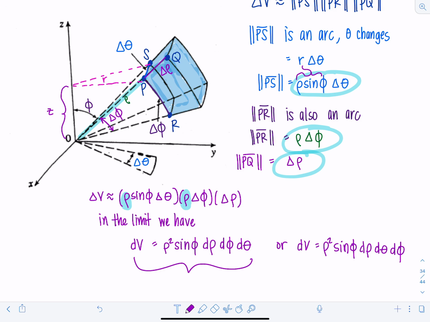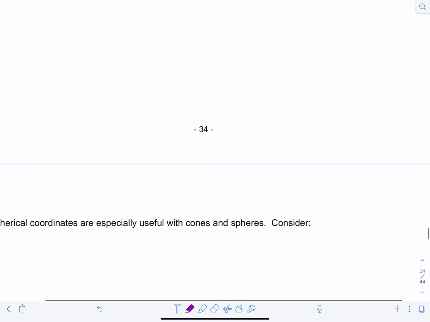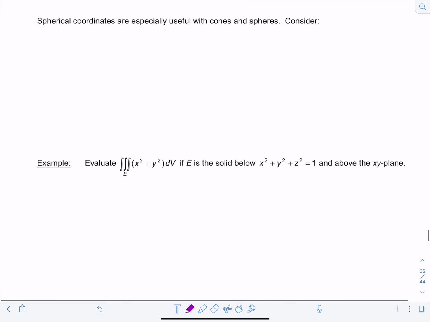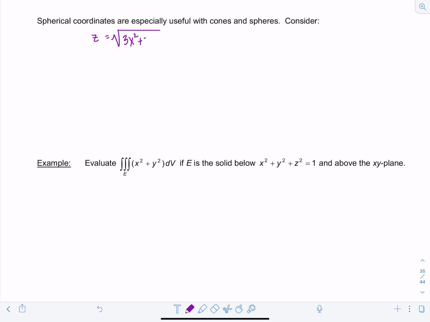Now I mentioned spherical coordinates are very useful with cones and spheres, and I wanted to show you this snazzy example here. Okay, so we're going to consider the equation of a cone, z equals the square root of 3x squared plus 3y squared.